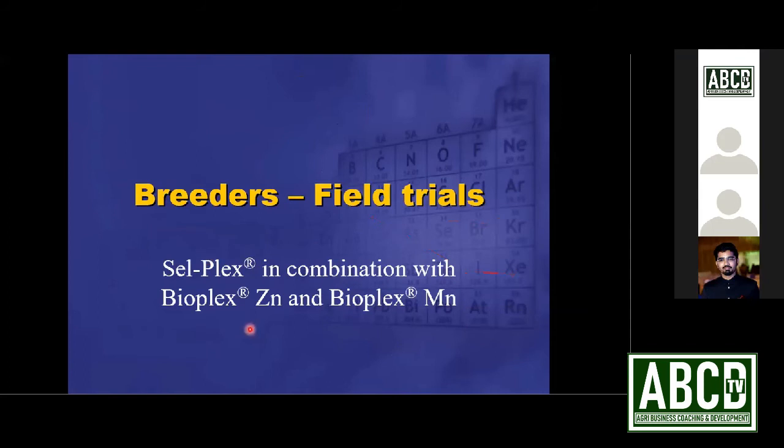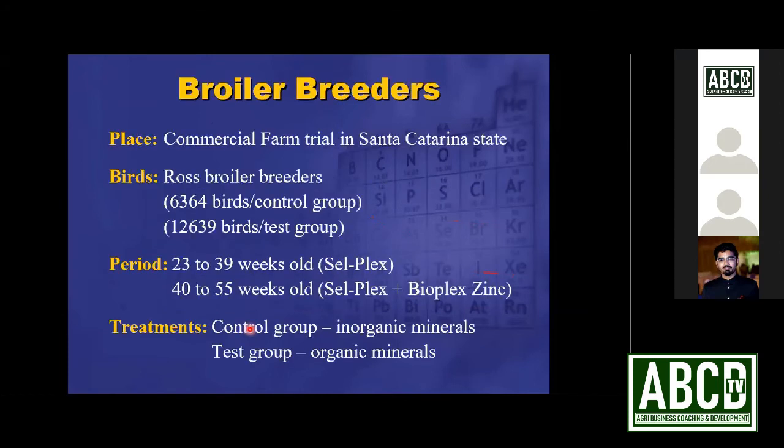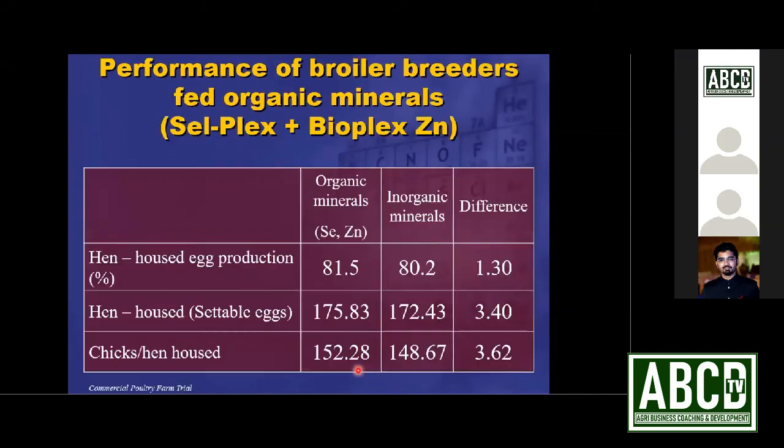Some field trials, Cellplex alone or in combination with Bioplex zinc and Bioplex manganese, were conducted in Brazil. This one was a commercial farm trial in Santa Catarina State, a state here in Brazil. They had broiler breeders, 6,000 birds in the control group and 12,000 birds in the test group. From 23 to 39 weeks, the birds received Cellplex, and from 40 to 55 weeks, they received Cellplex and Bioplex zinc. So you had a control group that received just inorganic minerals and a test group that received organic minerals.